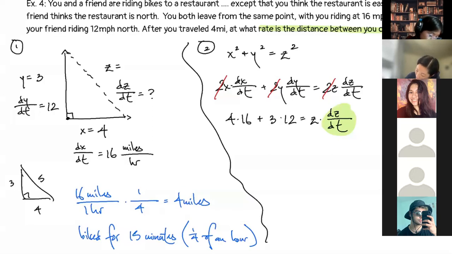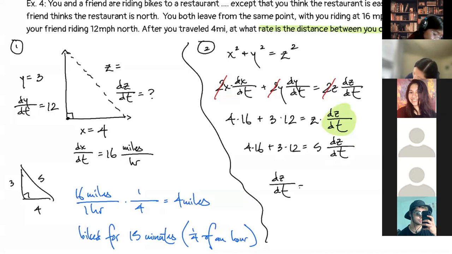Okay. So now let's see what we get. We get 4 times 16 plus 3 times 12 equals 5 dz dt. So in order to get dz dt by itself, I'm just going to divide by 5. I think this ends up to be 100 over 5, or 20. And what units do we want to put on that? Miles per hour. Very good.